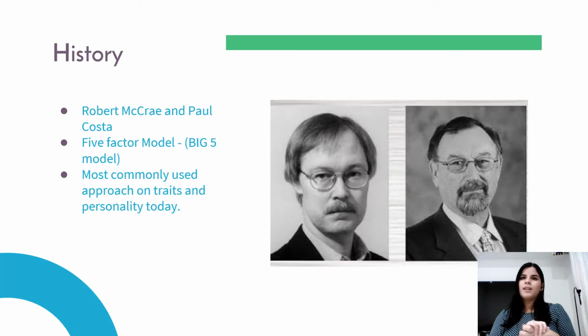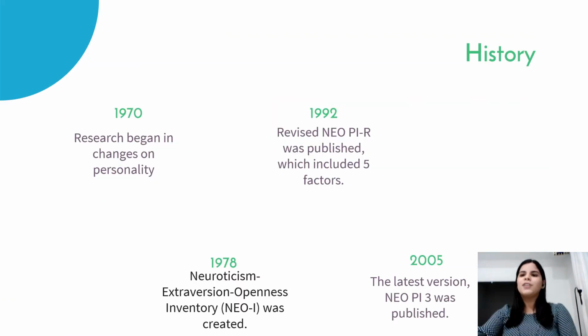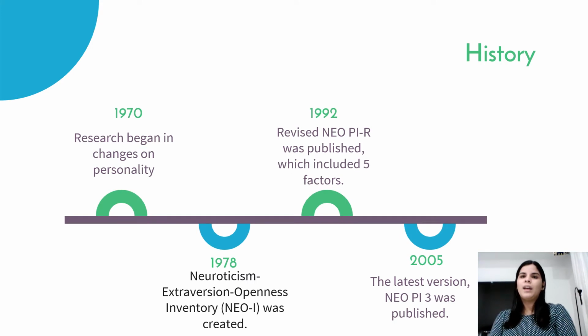This assessment is probably the most commonly used approach on traits and personality today. It was created by Robert McCrae and Paul Costa, who you can see pictured here. It is also referred to as the 5-factor model or the Big Five model. It all began in 1978, when they created a 3-trait assessment that evaluated neuroticism, extroversion, and openness. This was the first NEO inventory. In 1992, they included 5 factors, which was the revised NEO-PI-R that we have today.